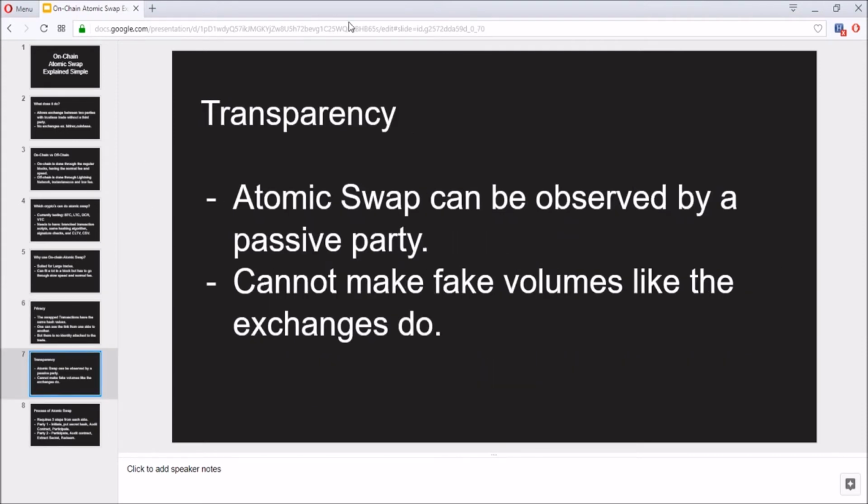As for transparency, an atomic swap can be observed by a passive party. However, they cannot make fake volumes like the exchanges do. I believe that in the exchanges you could make a transaction and repeat that somehow and keep on doing it to make fake volumes in the statistics. However, with atomic swaps, you cannot do it. There only has to be a swap from one side to another, and if they want to do it again, they have to do the same process over again, and there cannot be any fake volumes.